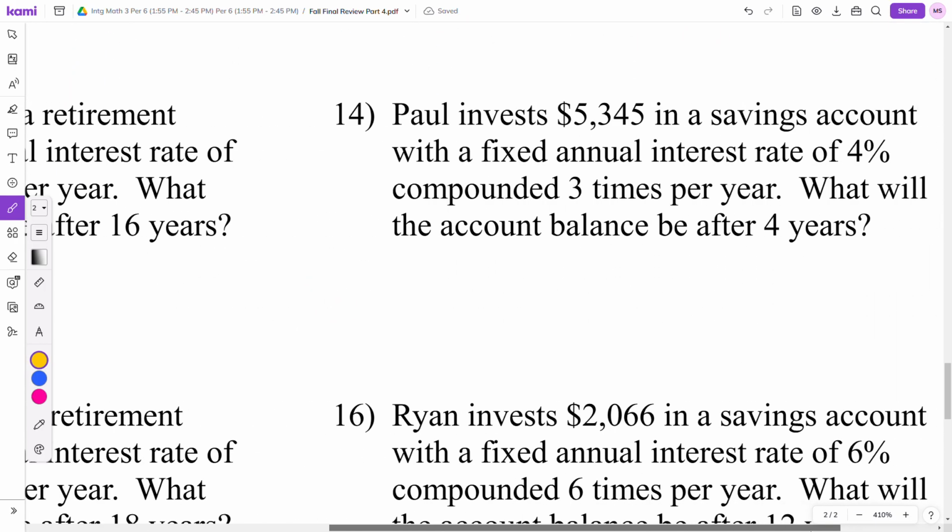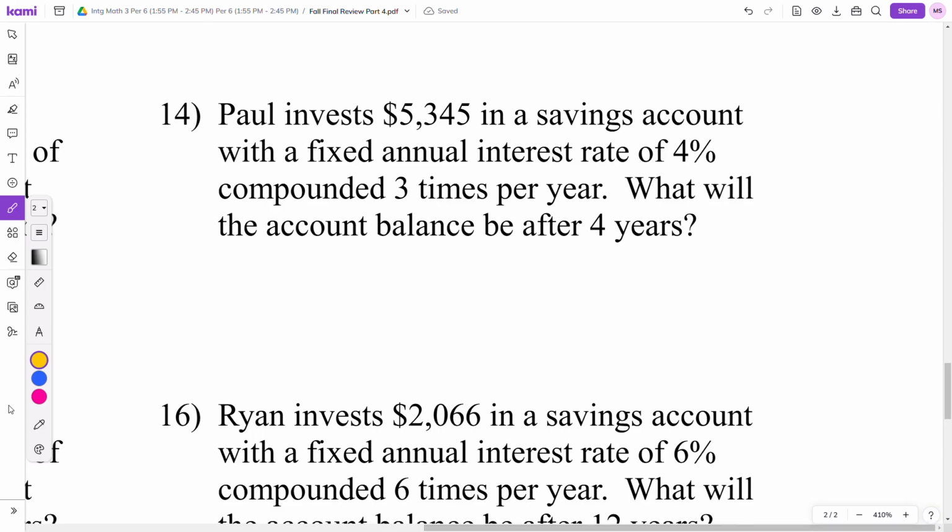And now we will do an interesting one. We have here the key to knowing which formula we're working with, and it's really this right here: 3 times per year. That tells me that it's not continuous.